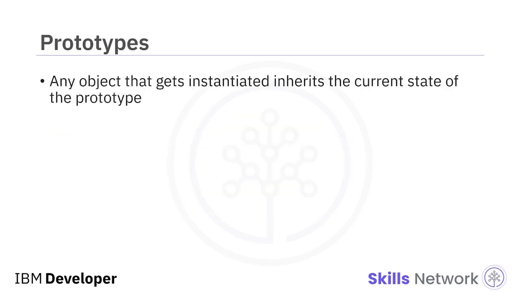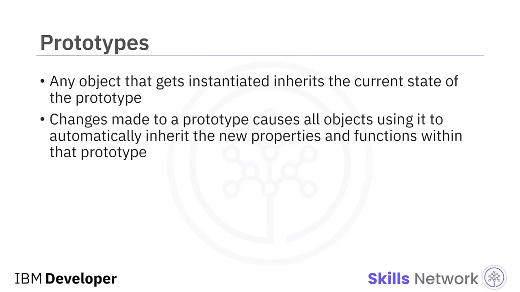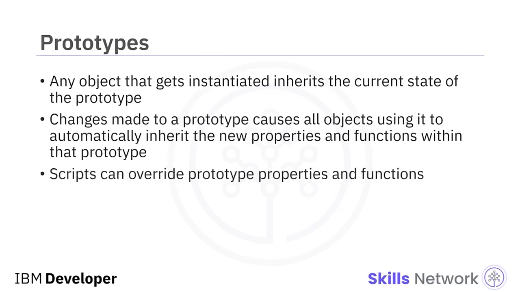Any object that gets instantiated inherits the current state of the prototype. If a prototype changes, all objects using it will automatically inherit the new properties and functions within that prototype. One way to change a prototype is via a script, which can override prototype properties and functions.